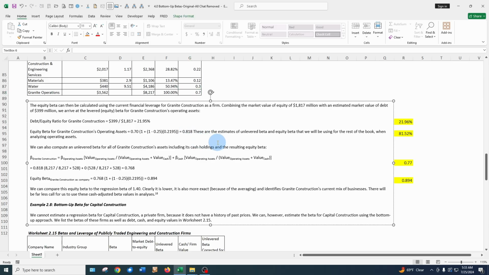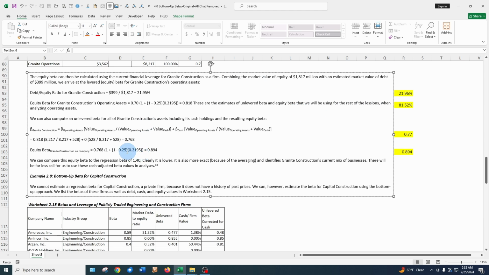These are the estimates of unlevered beta and equity beta that we will be using for the rest of the lessons. When analyzing operating assets, we can also compute an unlevered beta for all of Granite Construction's assets, including its cash holdings, and the resulting equity beta. We got this 0.77. Equity beta for the entire company, 0.894.